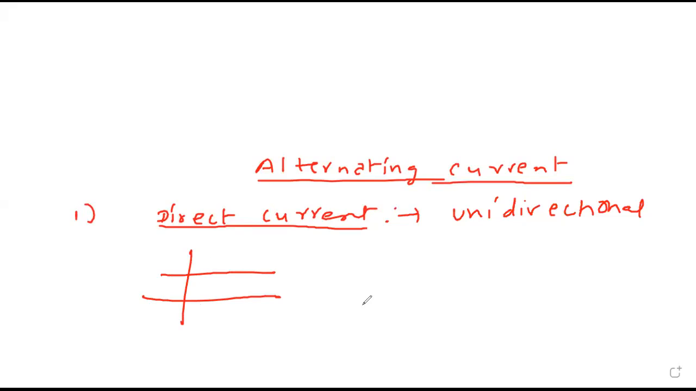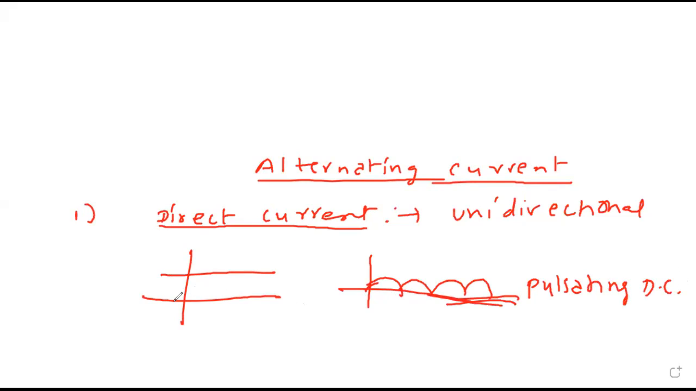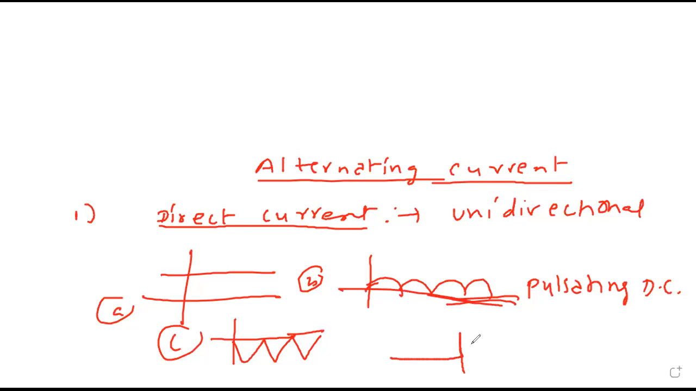So this is DC or AC? DC. What about this? This is also DC, called pulsating DC. What is its name? Pulsating DC. What about this? Is it AC or DC? DC. So all of these A, B, C are DC current. This is which source? DC source. The source is called a DC source.